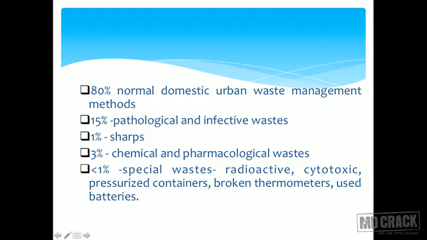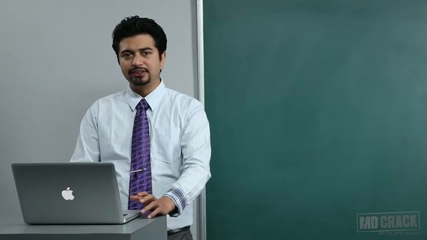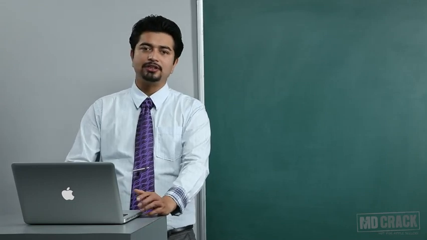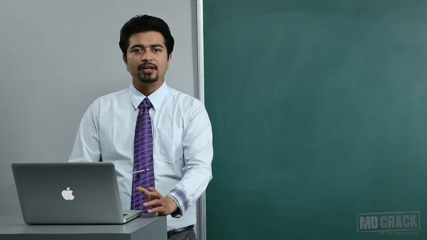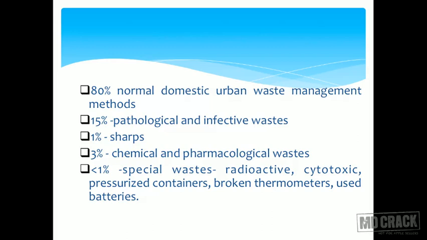Less than 1% would fall into special waste, which like I told you would be radioactive waste, cytotoxic waste, pressurized containers, broken thermometers and used batteries. As you can see, you can have radiation, you can have mercury, you can have cadmium, you can have a lot of other heavy toxic metals, and therefore these are special wastes to be handled with a lot of precaution.